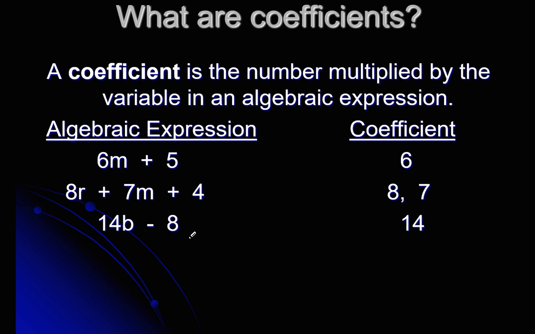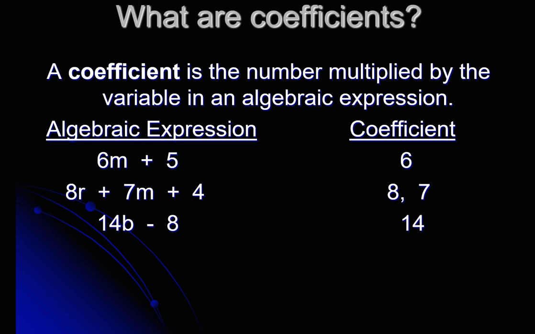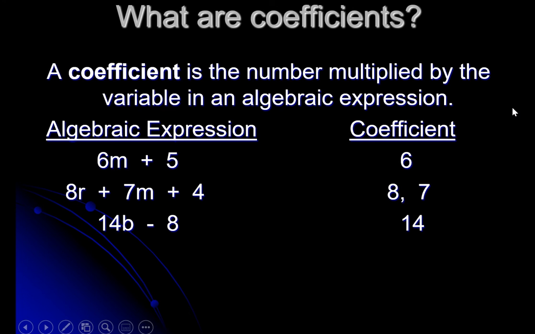Suppose I write, for example, 4m minus 8c, or 11x plus 7. Here 4, 8 and 11 are coefficients. Why? Because 4 is multiplied with the variable m, 8 is multiplied with the variable c, 11 is multiplied with the variable x, and 7 is the constant. This way we find the coefficient from the expression.